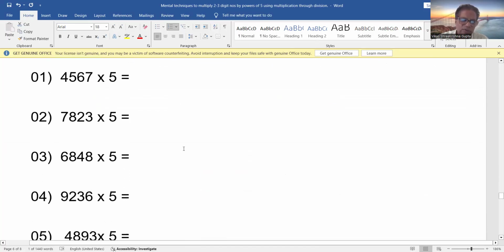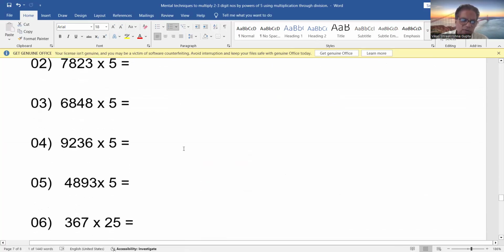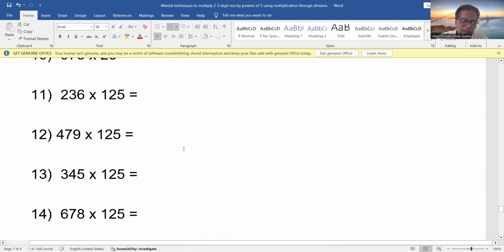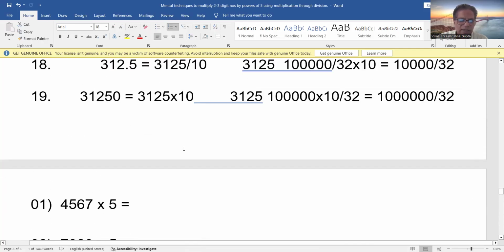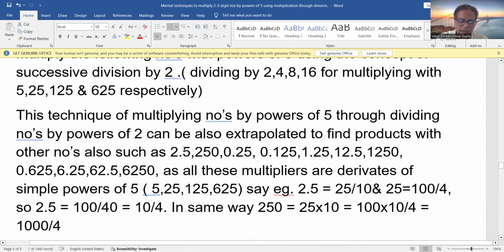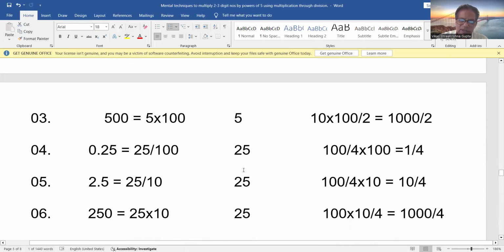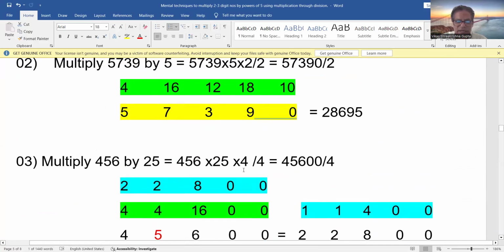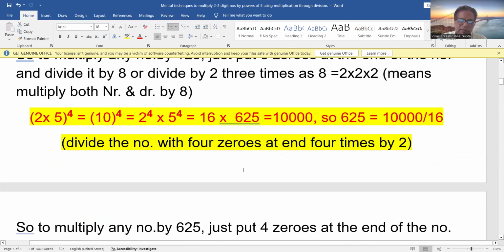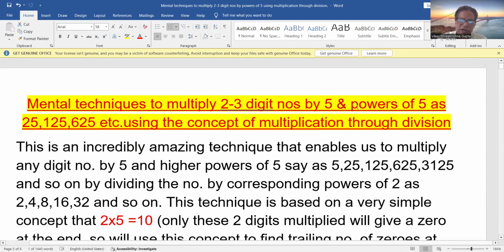So in this way, I have shown you so many examples, and these are some of the questions you have to do for self-practice. I have given the questions for 125, 625. There are 20 questions. And then you can also practice with these derivatives, like 5, 0.5, 50, 0.25, 2.5. You can also do these questions with the derivatives of the main numbers 25, 125, 625, 3125. So students, I feel that I have taught you something very valuable, a very wonderful technique of multiplication. I stop sharing my screen now and come back to talk with you.